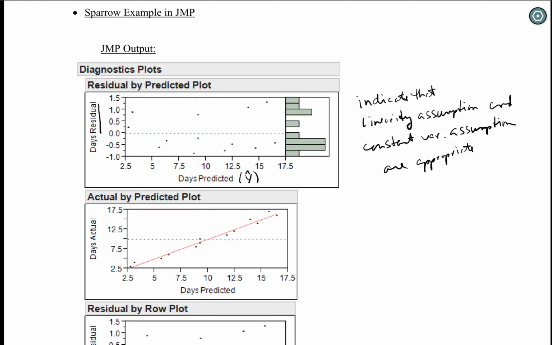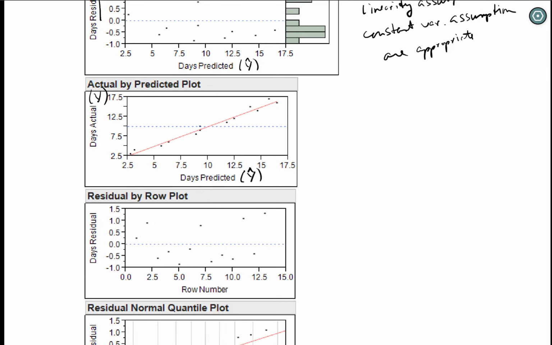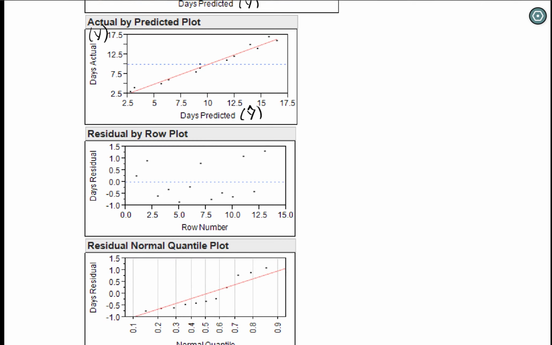This plot here is the Y hat versus the Y plot. It's another plot you can look at. If the model fits the data pretty well, then your y's and your y hats should be pretty close, so they should be pretty close on a line there, and that's what we see with this particular plot.